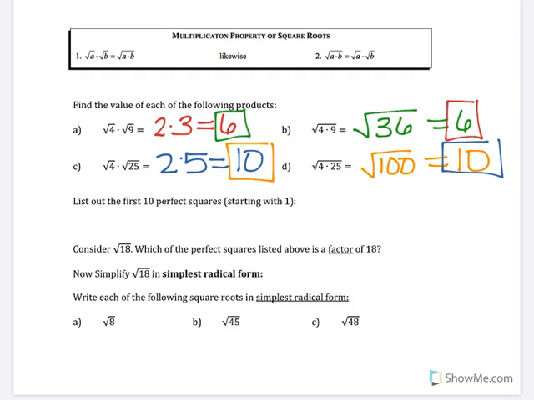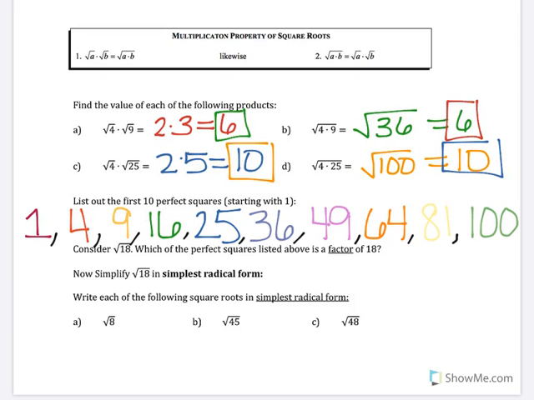Now, to list out the first 10 perfect squares, starting with 1, I'm hoping that you have these memorized, so I would prefer if you would pause the video now and write all of the perfect squares from 1 up to 100 without seeing the answers first. So go ahead and pause the video now.